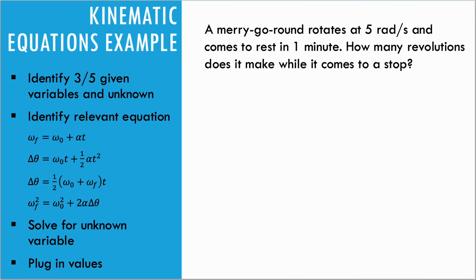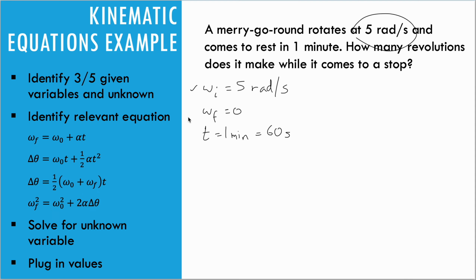Let's do an example. A merry-go-round rotates at 5 radians per second and comes to rest in 1 minute. How many revolutions does it make while it comes to a stop? So first we want to identify 3 out of the 5 given variables and our unknown variable. We're rotating at 5 radians per second. That's the initial angular speed. And then it comes to rest. So the final angular speed is going to be 0. It takes 1 minute. That's going to be the time, but we're going to go ahead and convert it to seconds since the units for angular speed are radians per second.